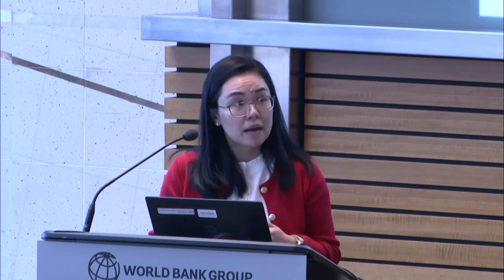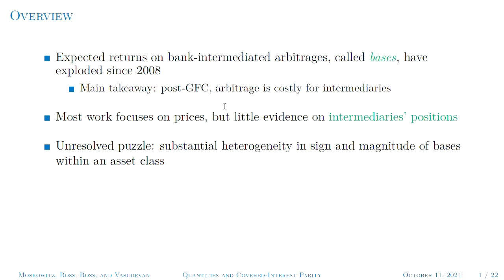So this paper is going to be about the expected returns on bank intermediated arbitrages. These bank intermediated arbitrages are commonly called bases, and they've exploded since the global financial crisis. One of the main reasons that's been well documented in the literature for why these bases have exploded since the financial crisis is because arbitrage is costly for intermediaries, and intermediaries face a number of regulatory constraints. Most of the work on these bank intermediated arbitrages has focused on prices, but there's not as much evidence on intermediaries' positions, which is what we're going to look at directly in this paper, the role of quantities in covered interest parity trades. So we're going to try and answer an unresolved puzzle, which is that there's substantial heterogeneity in the sign and magnitude of bases within an asset class.